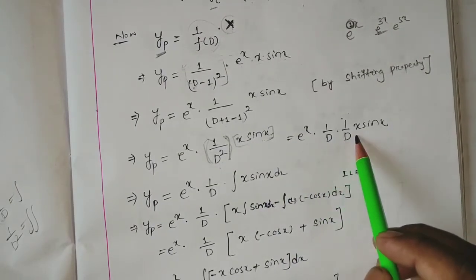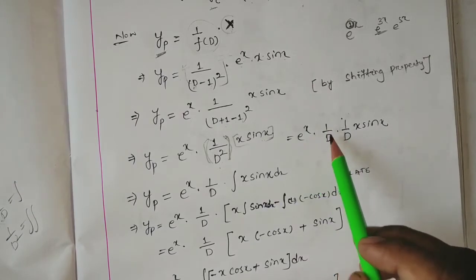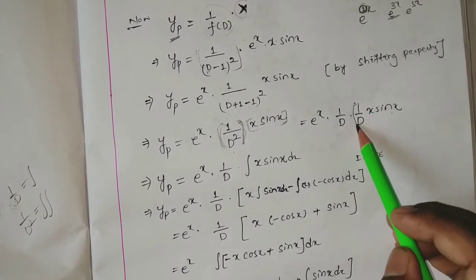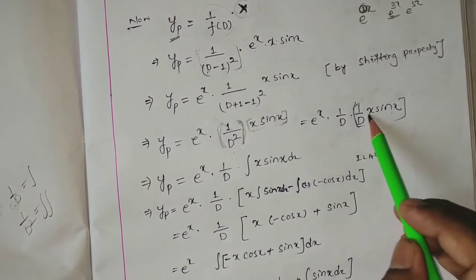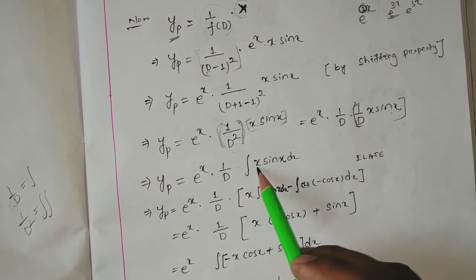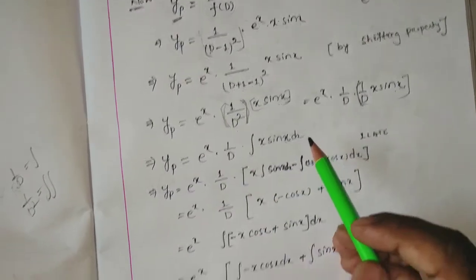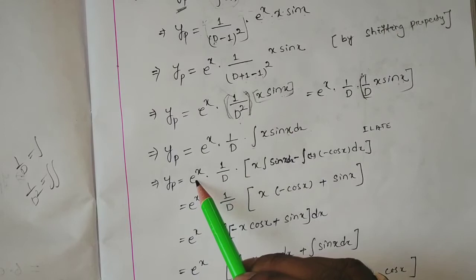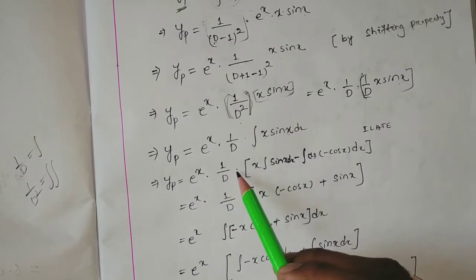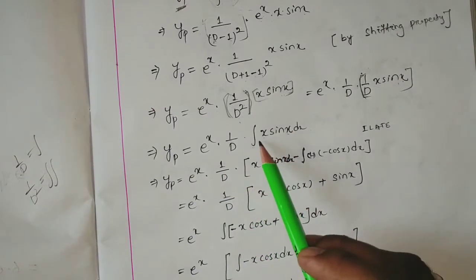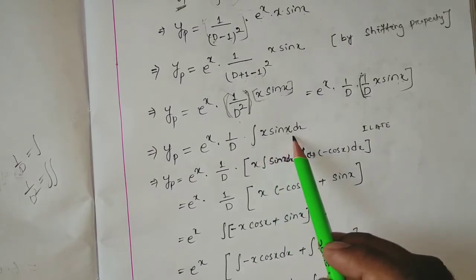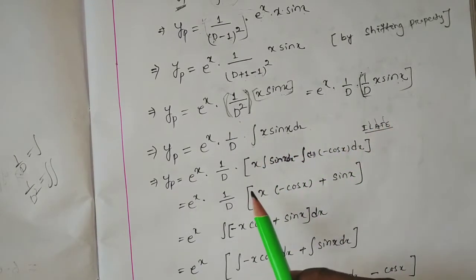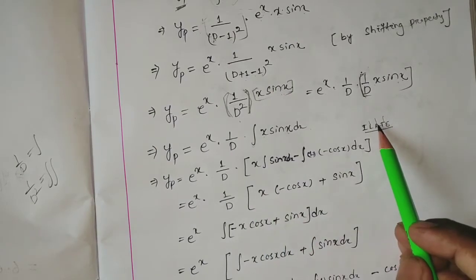In this way we can write eˣ into 1 by D into 1 by D into x sin x. So 1 by D is first operated on x sin x, that means first the integration of x sin x dx. So eˣ is there, and 1 by D acts on the integration of x sin x. First, consider ILATE: inverse, logarithmic, algebraic, trigonometric. So here this is the trigonometric.